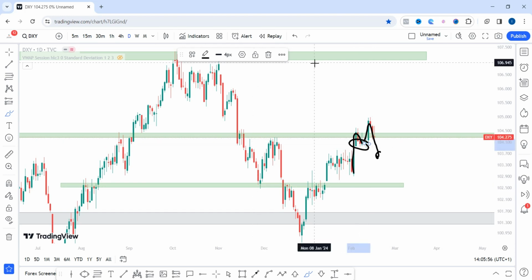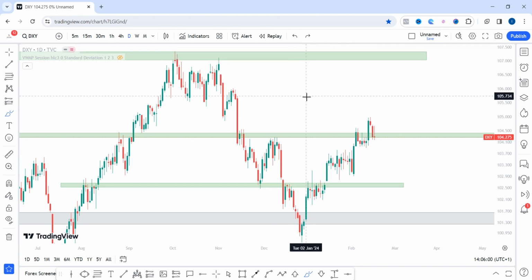But overall, if you go to the monthly and the weekly time frame, price is super bullish for now. So I'm going to focus on a bullish dollar.